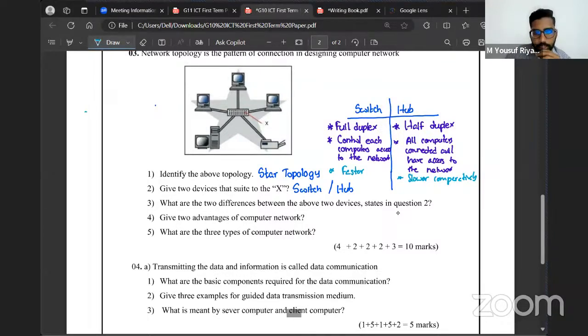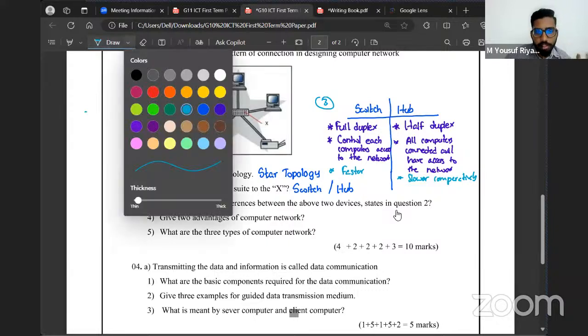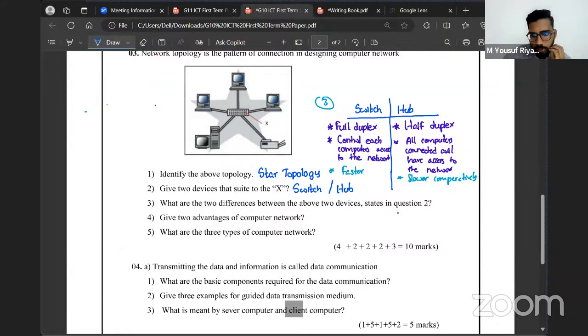Right, the next one. This is for question number 3, okay? Give two advantages of a computer network. What is the main advantage of a computer network? The main advantage of a computer network is you can share resources easily. That's the main advantage. Share resources easily. Apart from that, what are the other advantages you can have from a computer network? You have security up to a certain level, correct?